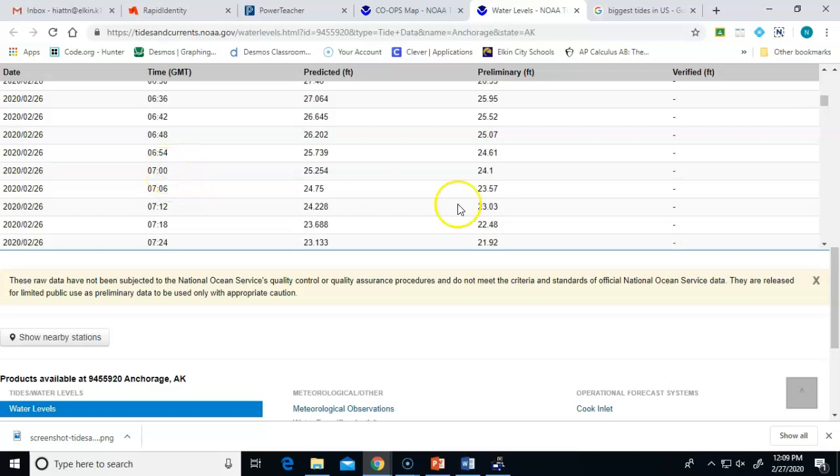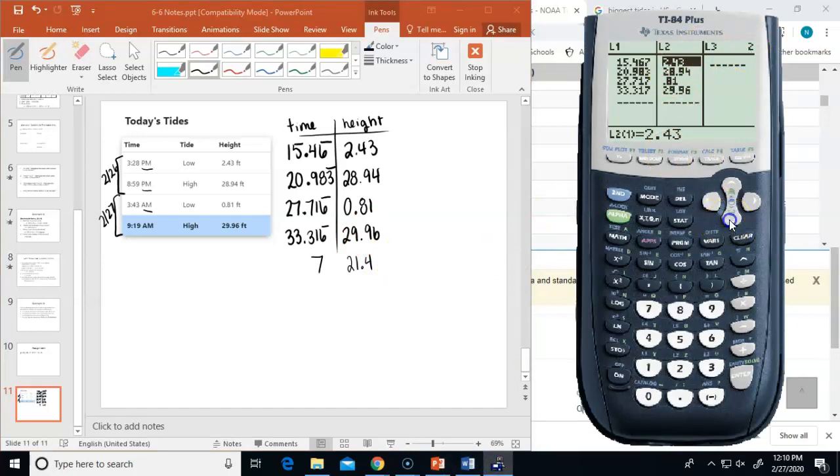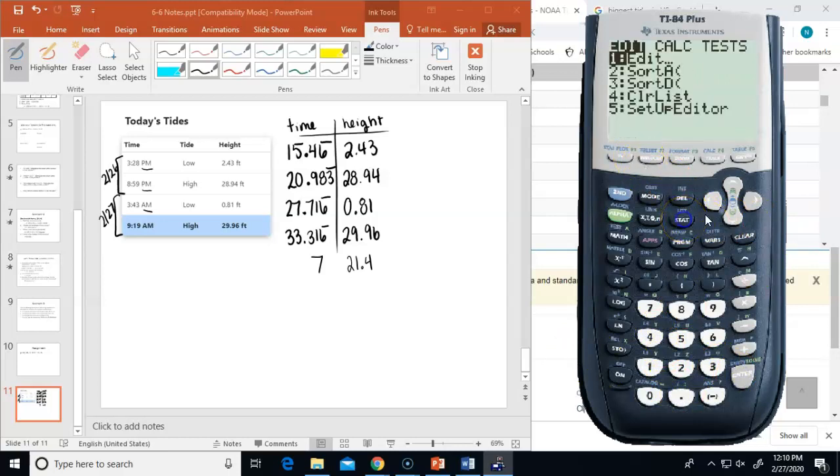At 7 a.m. it was 21.4. So we're going to add that. Let's see if it'll work if we add that. So at 7 a.m. it was 21.4. So you don't have to put your list in order for the calculator. So let's just do 7 and 21.4. Okay, let's try this again and see if it works. It does. Okay, I think that it must have 5 points to be able to do this, maybe.